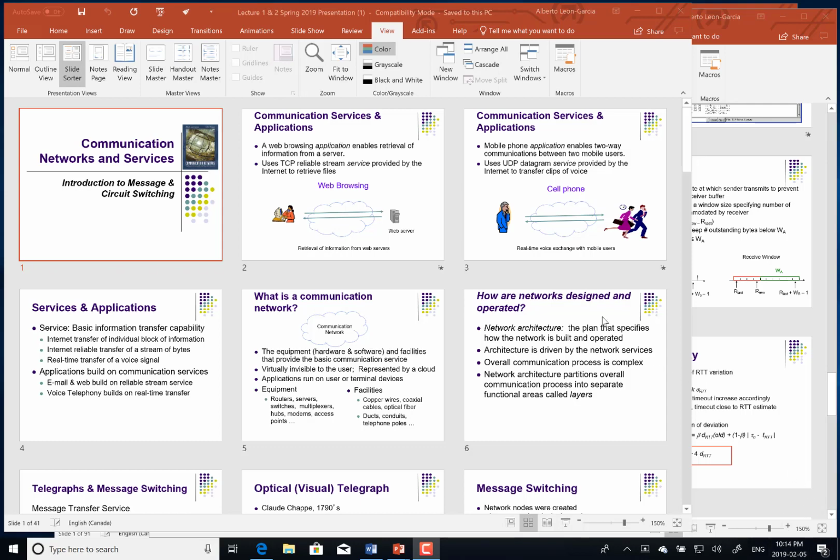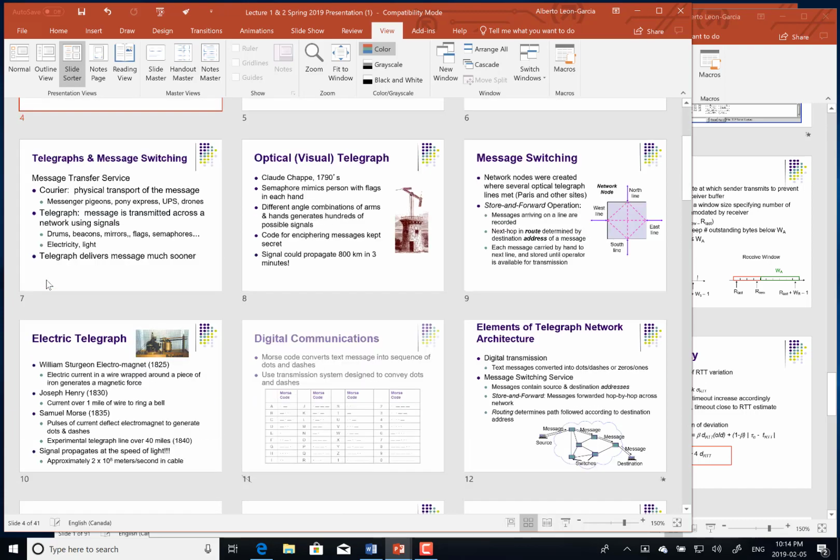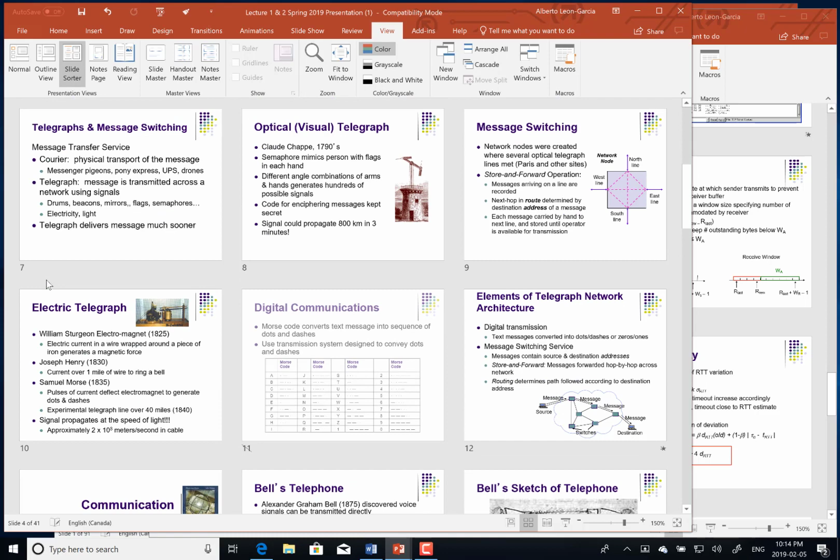And the main points here was the notion of services and applications, which was laying the groundwork for how communication networks, by offering just a few basic services, can support many applications. We'll come later on and talk to the notion of layers in the next chapter, but let me summarize the main points here in chapter 1.